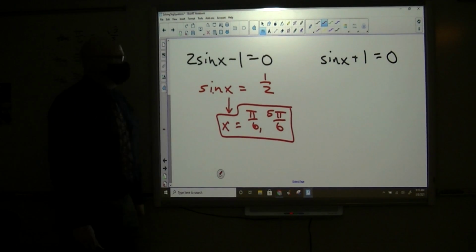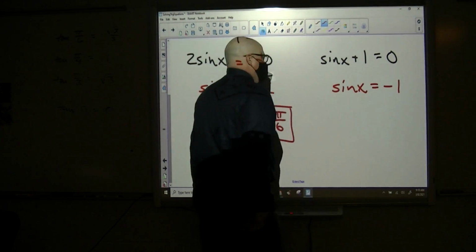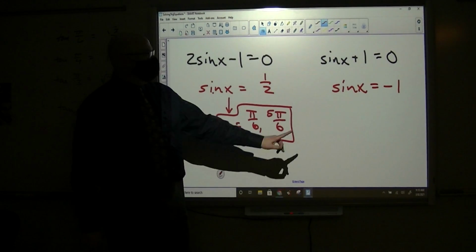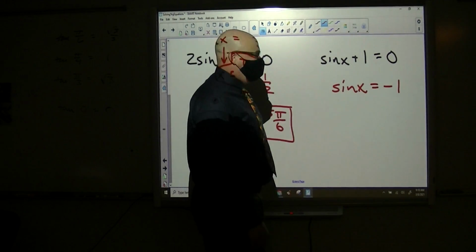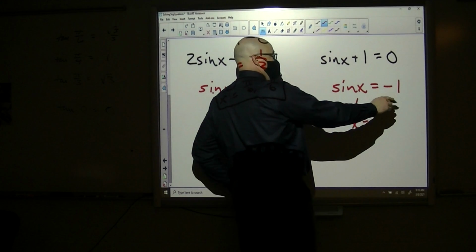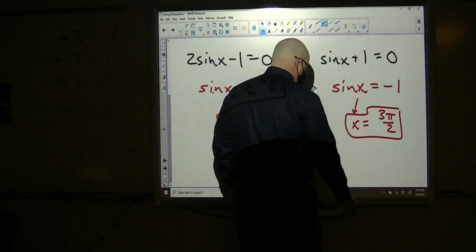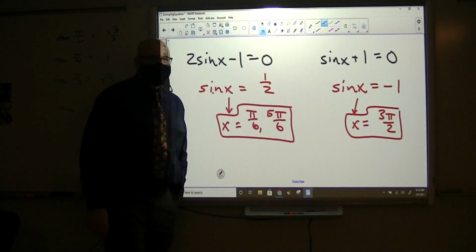using your unit circle. And then this equation only has one solution, because when I subtract the 1 over to the other side, there's only one angle that has a y coordinate of -1, and that angle is 3 pi over 2. There it is.